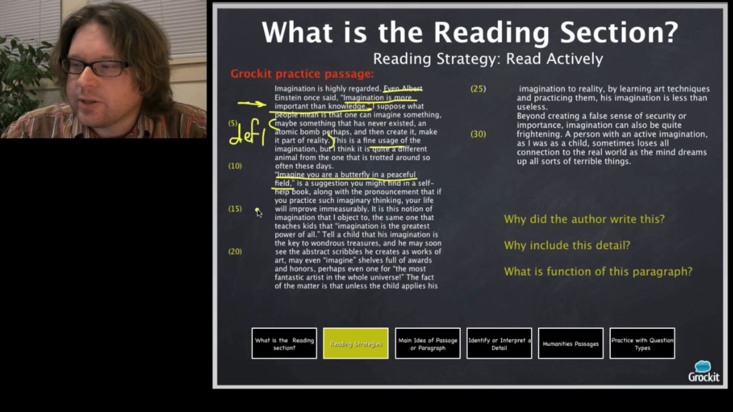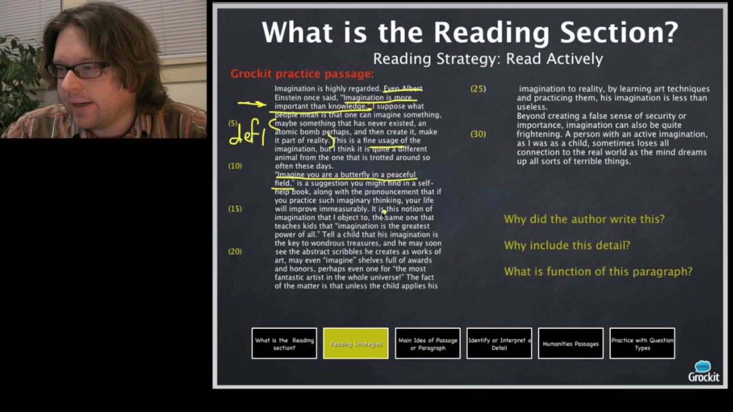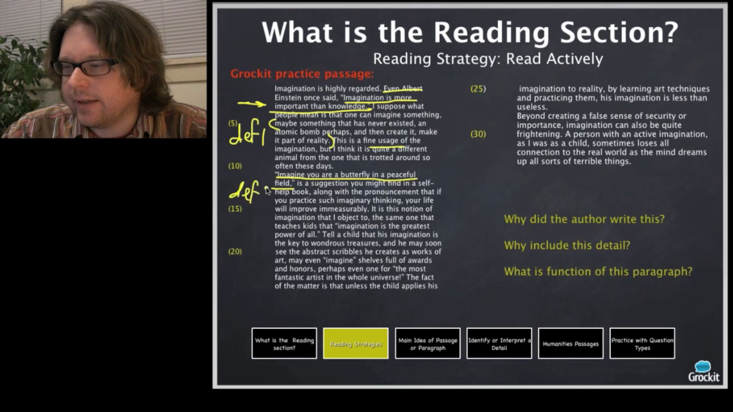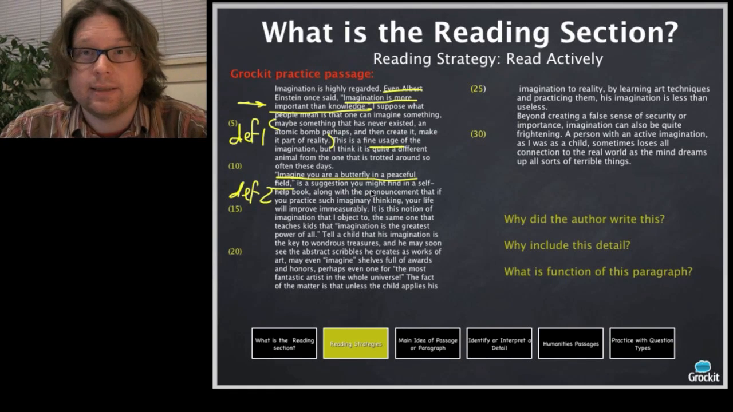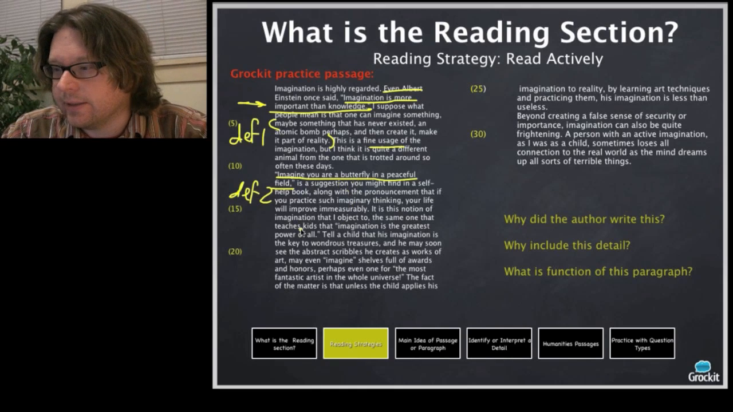It is this notion of imagination that I object to. Okay, so imagining yourself as a butterfly is definition number 2, I guess. As opposed to imagining something and making it a reality, imagining something that just simply isn't true is the definition that the author is objecting to.